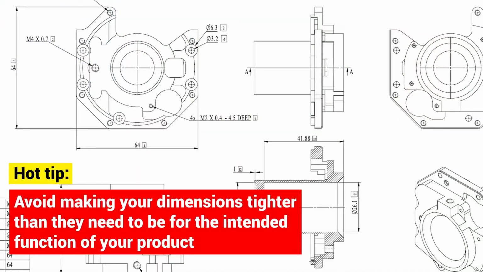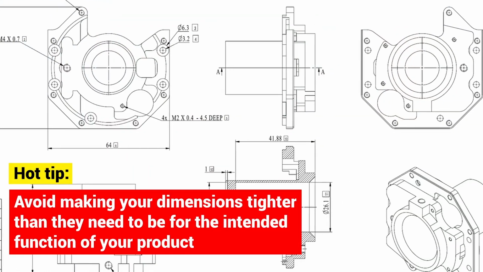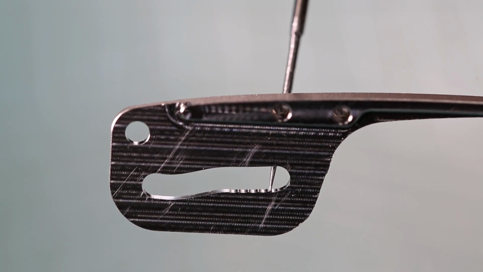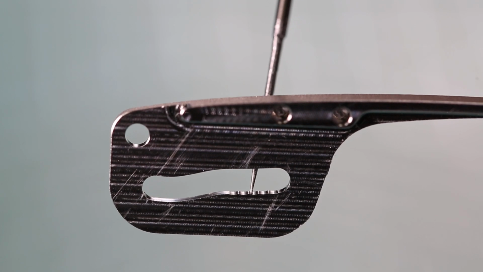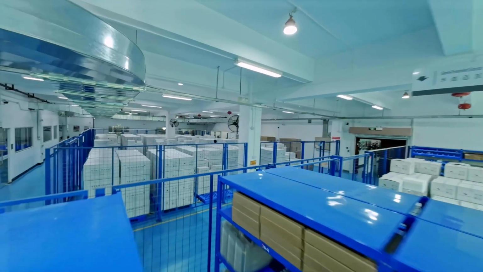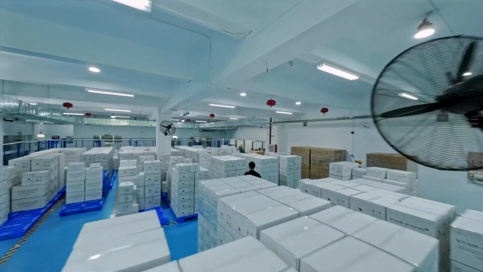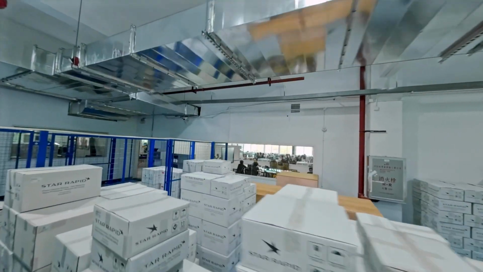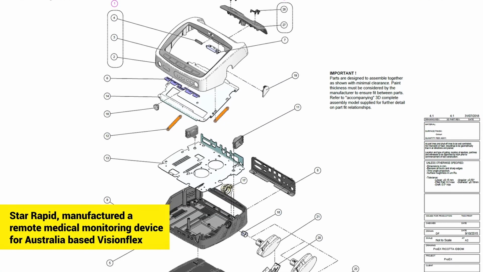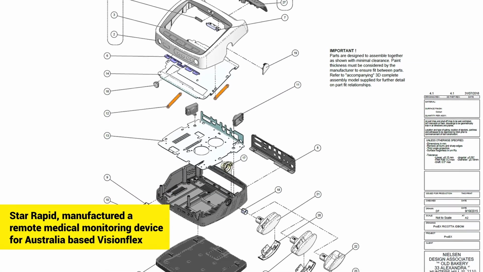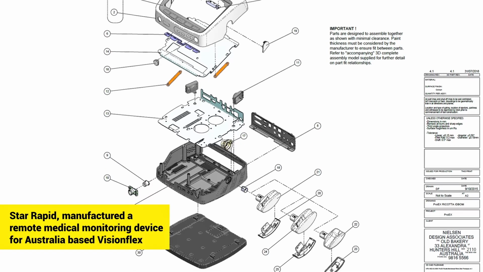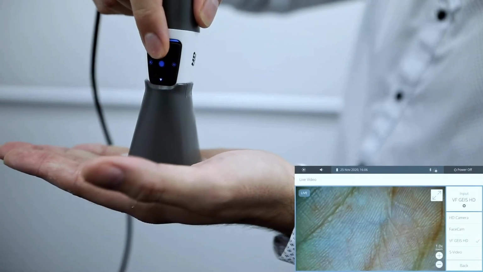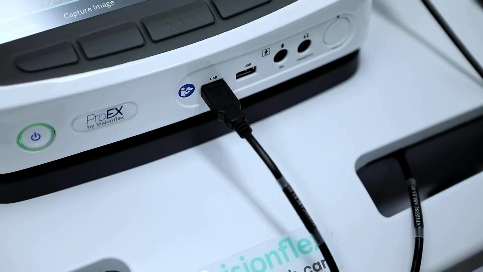Avoid making your dimensions tighter than they need to be for the intended function of your product. Modern machine tools are more than precise enough to make excellent finished parts with standard tolerances. This is one of the best ways to save time, money, and grief when developing your next project. And remember what we said about tolerance stacking? If you're building an assembly with many pieces, don't obsess over the accuracy of each individual component. If your assembly works as intended and has a high degree of reliability, then consider it mission accomplished.